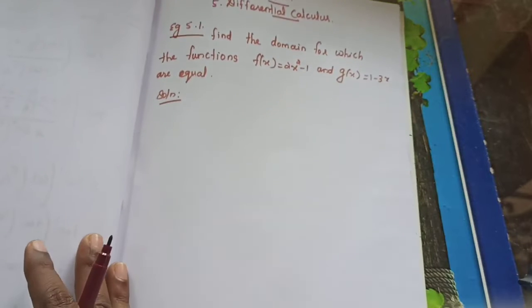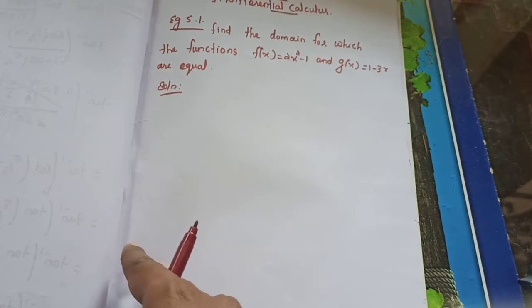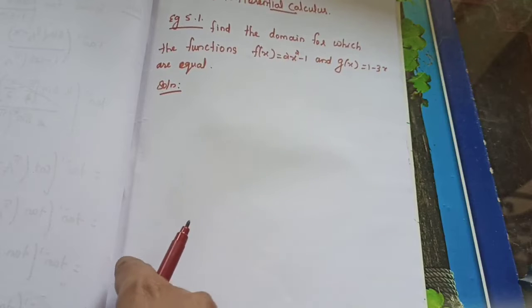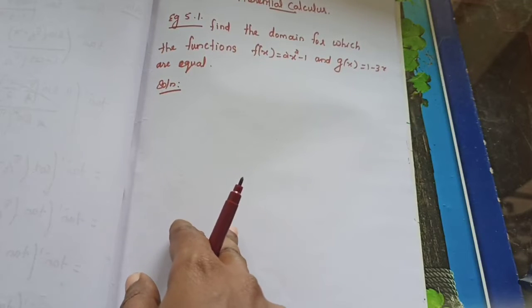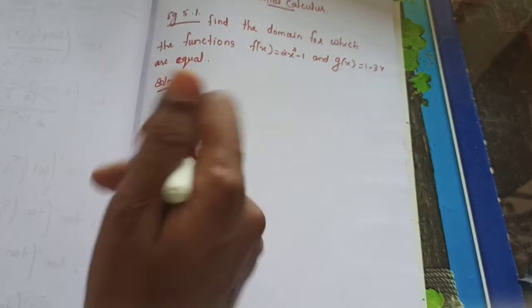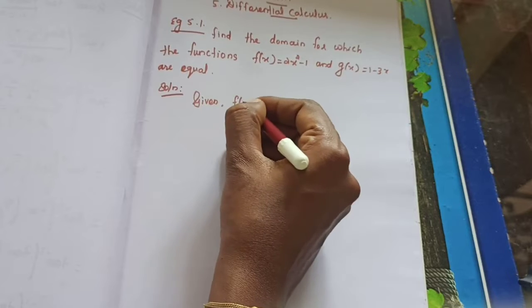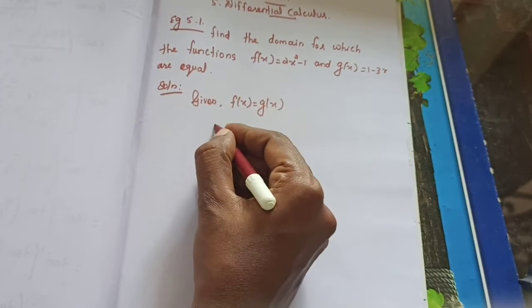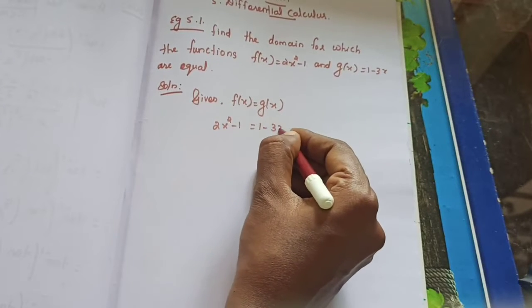Okay, find the domain for which the functions f of x is equal to 2x square minus 1 and g of x is equal to 1 minus 3x, both are equal. You need to prove. So already it is given both the functions are equal. So given that f of x is equal to g of x. What is f of x value? 2x square minus 1 is equal to 1 minus 3x.